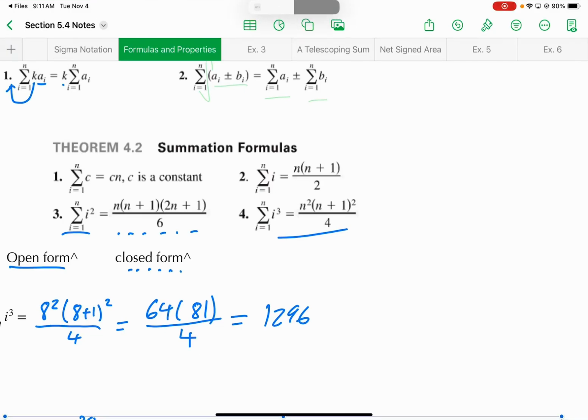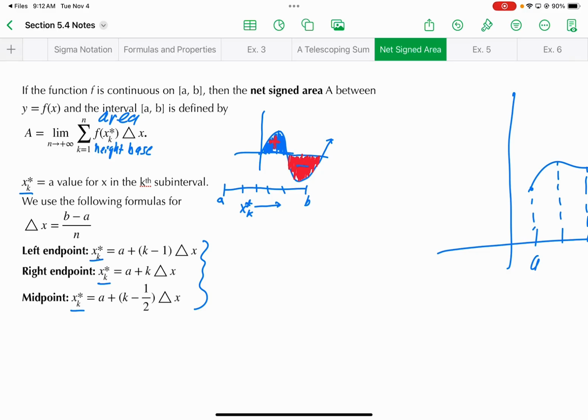And then we'll do 5.5. So Sophie asked a really good question. When you guys are doing net signed area, so again, this was from 5.4, and this very much relates to that big final example that we did. Rohan, you asked a similar question as well. How we find our sum depends upon the endpoint that it asks us to use, okay?